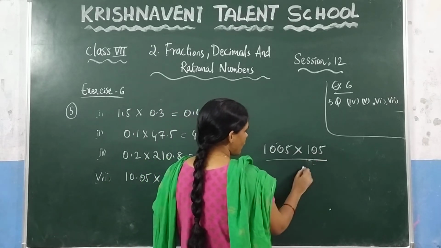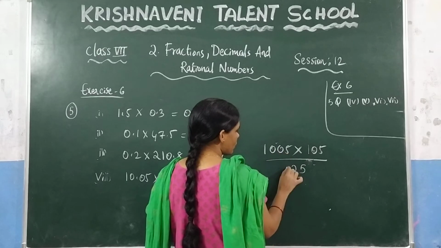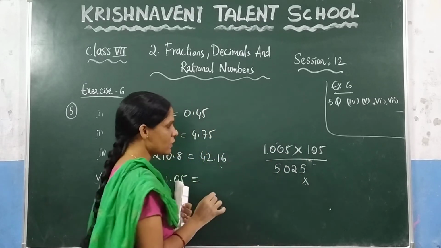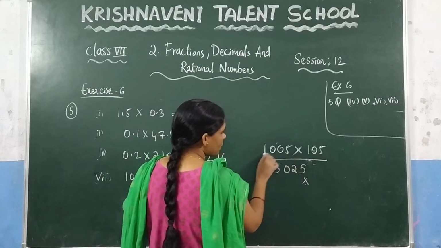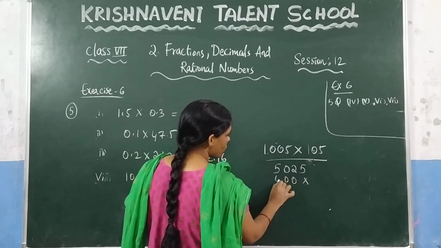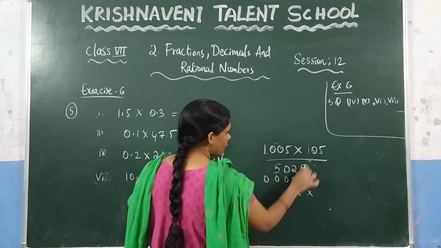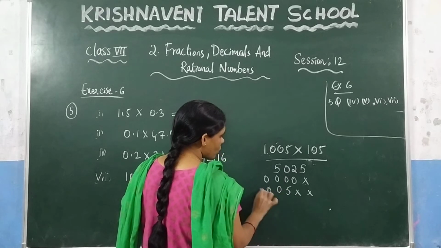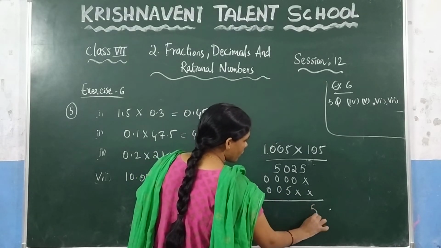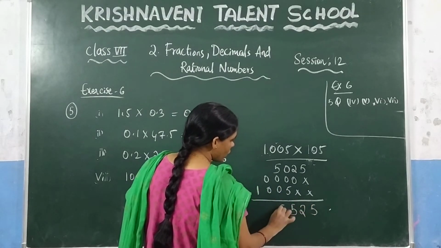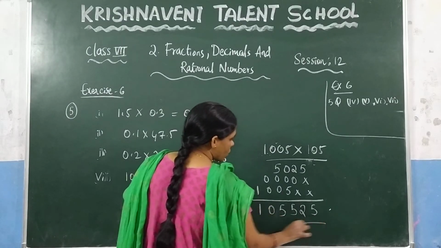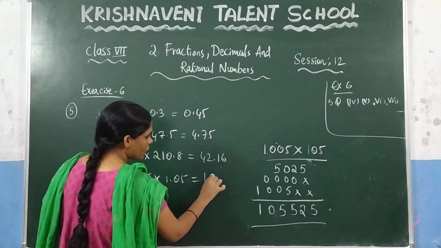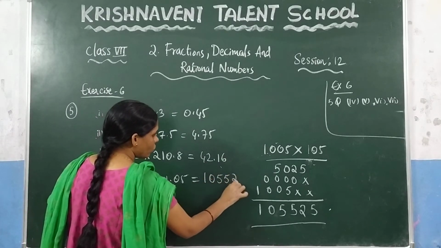So here 5 5s are 25, 5 0s are 0 0, and 5 1s are 5. Now here you need to keep the symbol, and after that 0 multiplied to any number is 0. So 0 0 0 0, and after that multiply with 1 you will get the same number. So here 5 0 0 1. So what did you get here? 5 2 5 5 0 1. So after multiplication we got this answer. So write it here 105525.